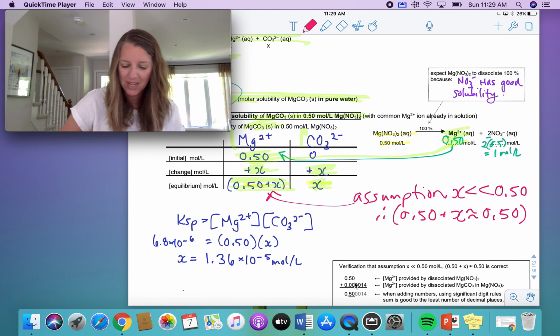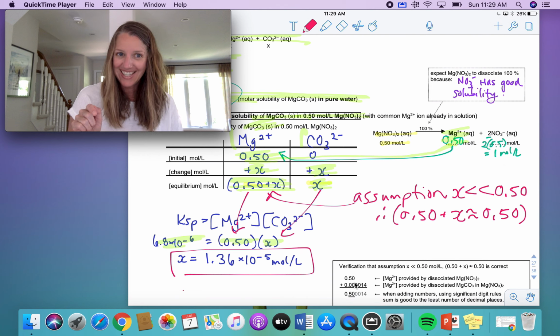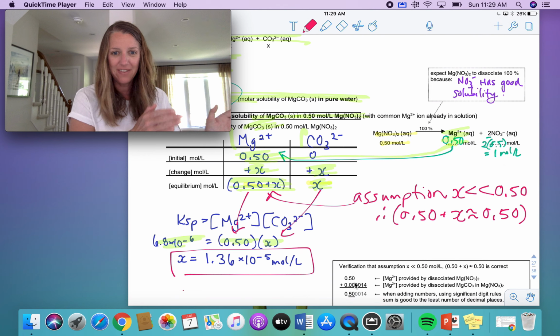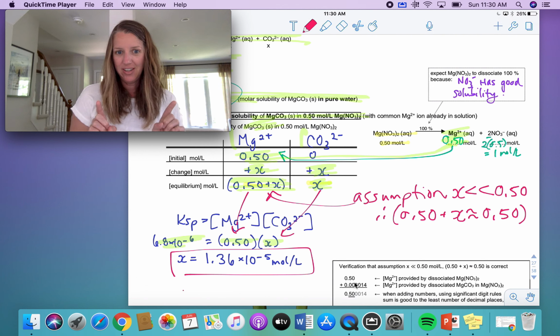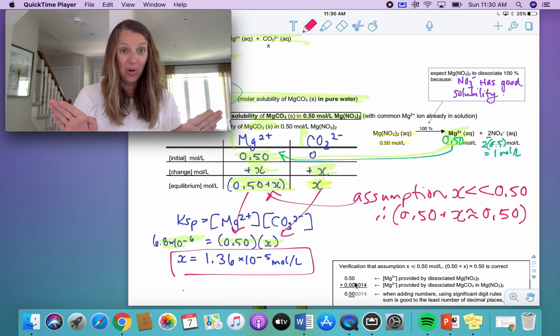Now, this is the X that we just assumed was really small. Is that a really small number? 1.36 times 10 to the negative 5? Yes, it is. It's very small compared to 0.5, right? Imagine five zeros in front of that. If our assumption that X was so much less than 0.5, then I'm good to go. And I can just go with that answer and I don't have to do any other math, okay?